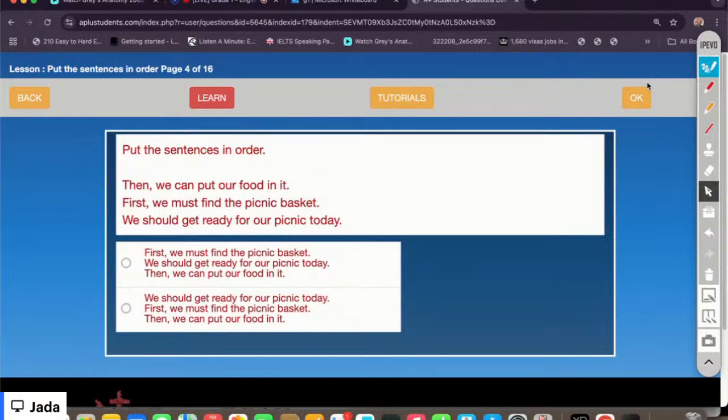So then we put our food in it. First, we must find the picnic basket. We should get ready for our picnic today. So, which one?